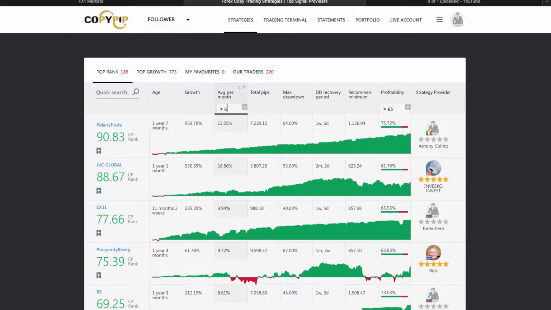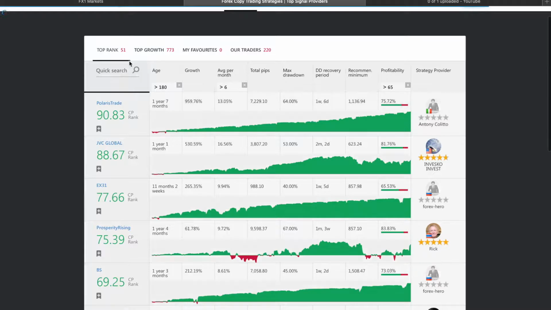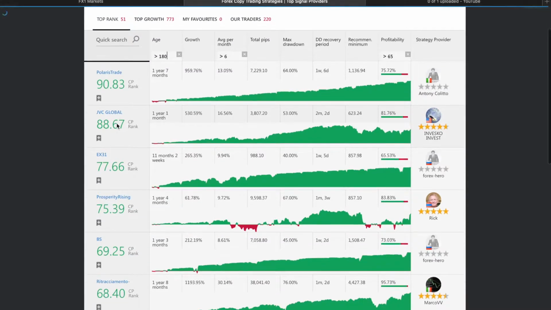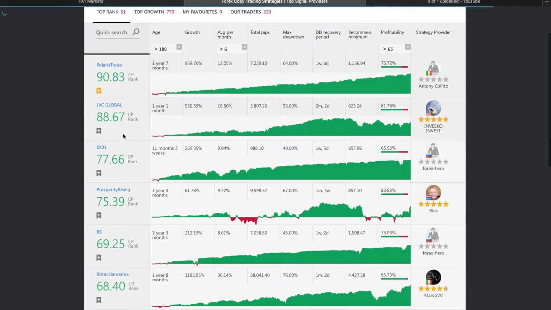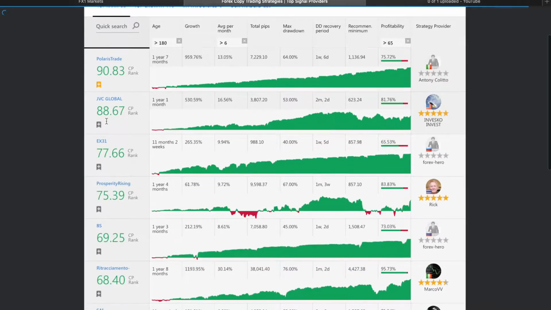Let's say I want to have minimum 6% per month for average, and the age I want at least 180 days. So I'm gonna insert all that. So if you see, we have 51 traders left, so we need to choose among that 51. And again, this list will be based on the rank. So you will have the top rank, which is meeting all your criteria. So the first one is this trader. I'm gonna first move them to my favorite section, and later on we're gonna go each single by single. We're gonna go and check their portfolio.